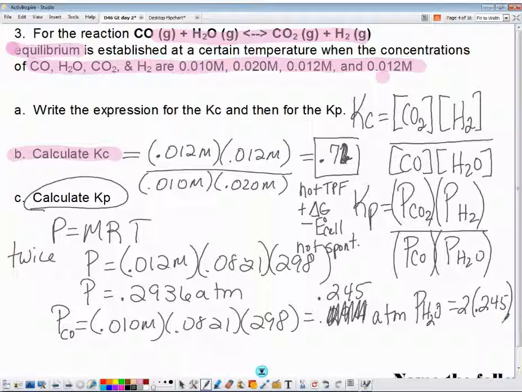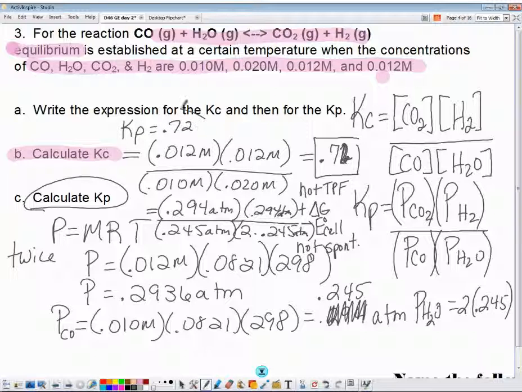All right. Now, Nyree, how do I get a Kp value? How do I get a Kp value from all those pressures? I get total pressure if I add them, yes, but how do I get a Kp value? Products over reactants. I plug them in and I do division. So I'll take the 0.294 atmospheres times 0.294 atmospheres divided by the 0.245 atmospheres, divided also by the 2 times 0.245 atmospheres. And it's going to give me, Austin, a Kp that's also equal to what? 0.72.